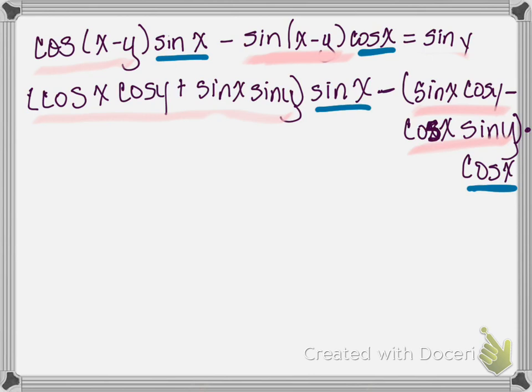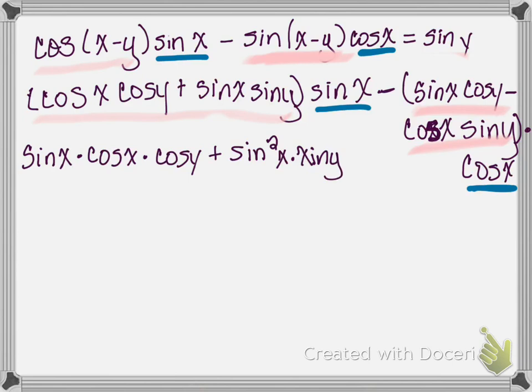So now what we're going to do is use the distributive property to distribute our sine of x. Okay? So I am going to have sine of x times cosine of x times cosine of y. Okay? Then I have sine of x times sine of x. So that gives us sine squared of x times sine of y.